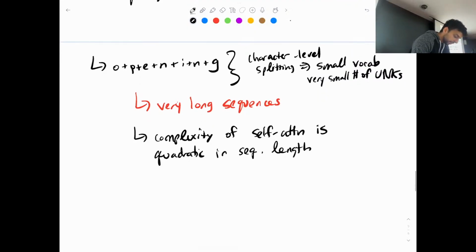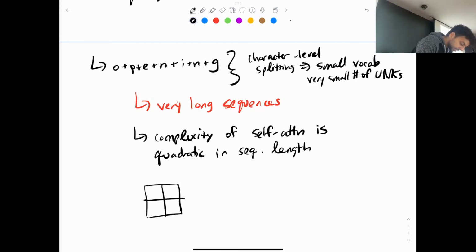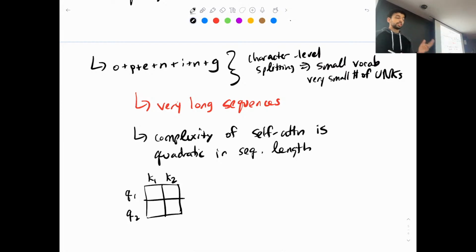So when we talked about computing this attention score, right, where we had Q1, Q2, K1, K2. So for a sequence of length 2, I need to compute 4 of these dot products, right? And we talked about how we do this in parallel and so on.